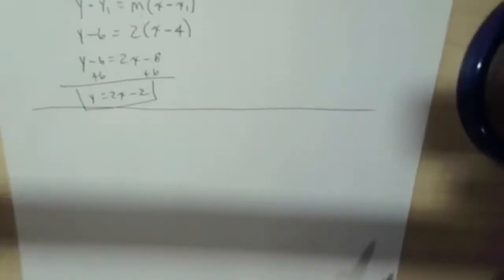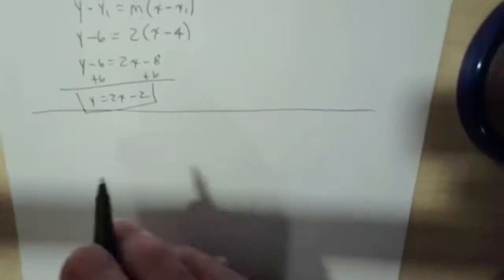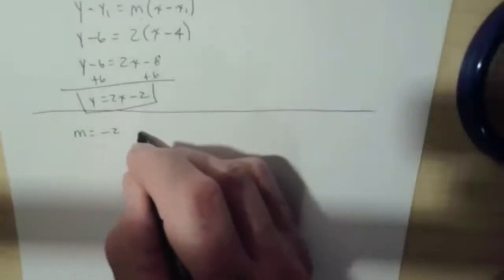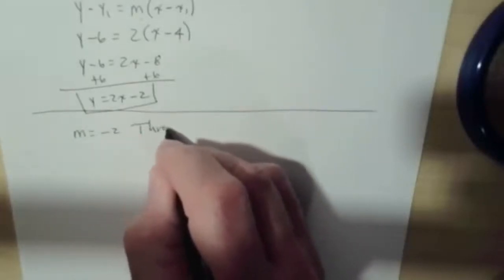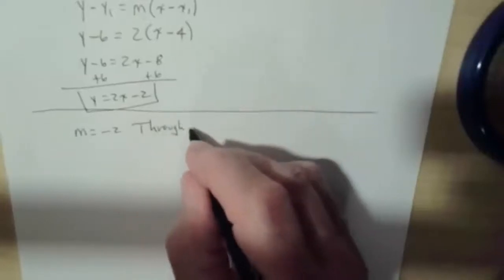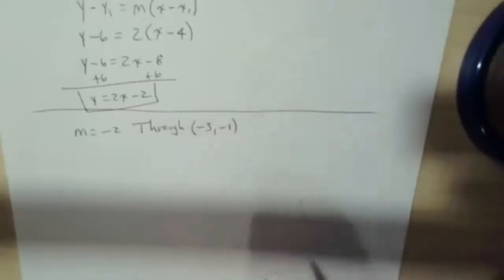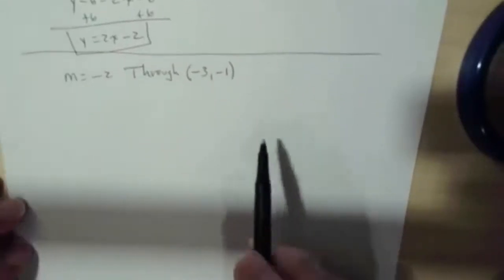Let's see, what else do we have to do? Okay, let me do one more of these with some of these terrible negative numbers. Here we go. Let's say that our slope is -2 through the point -3, -1. Again, what are we given? We're given a point and we're given slope.